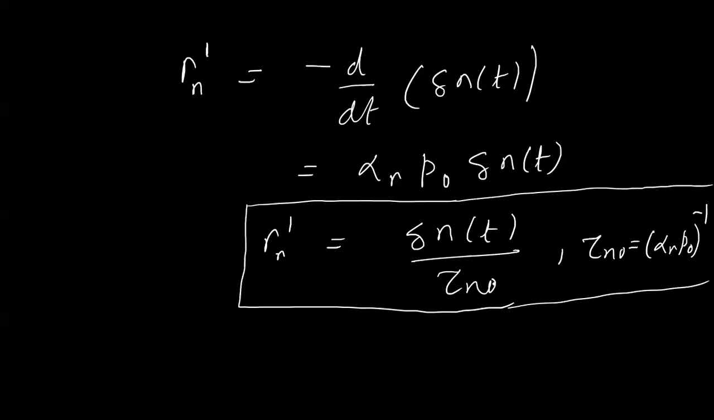Okay, so what is this negative sign? As I told you, the negative sign that we put over here is because the minority concentration decreases with respect to time, right? Because it's a recombination.